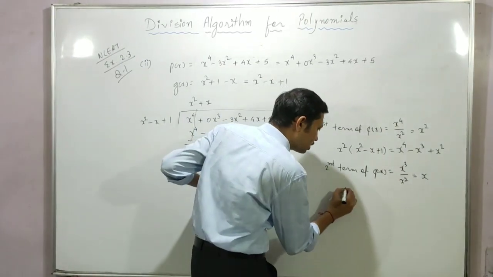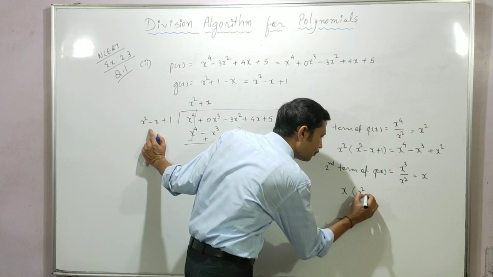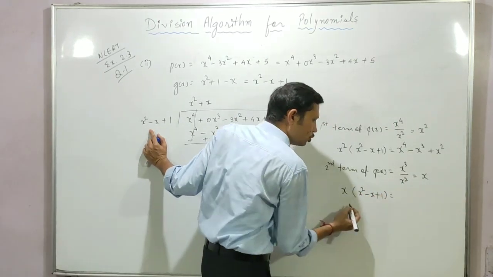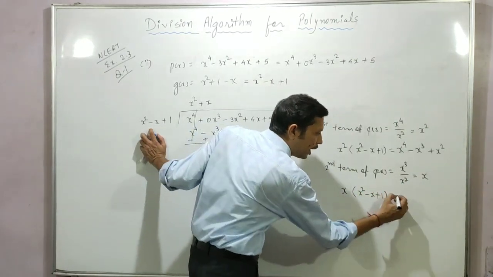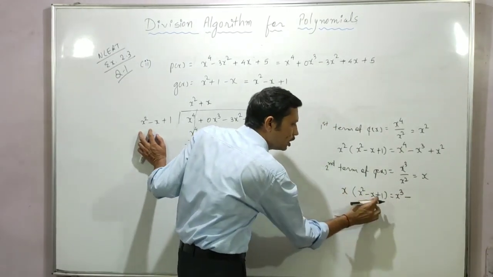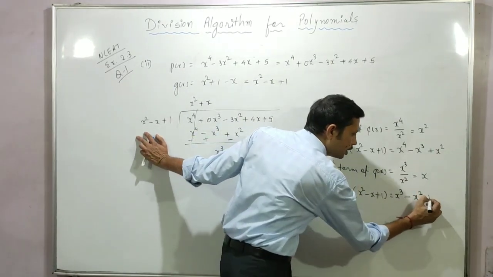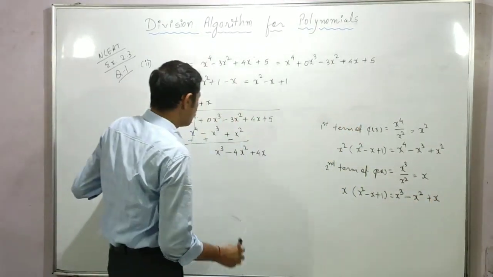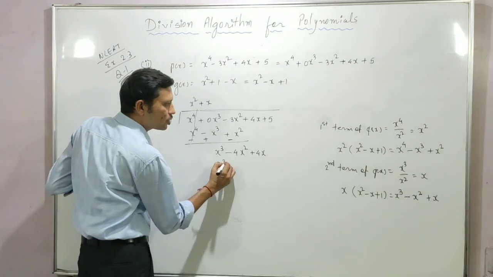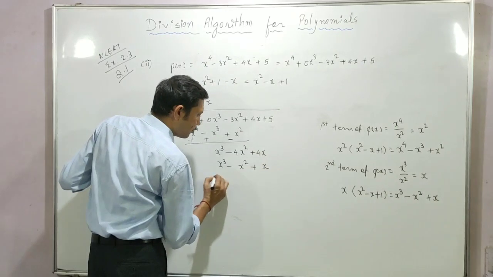So how can we write it down? X, that is the second term of our quotient, and the divisor is what? X square minus x plus 1. So by making the product, x multiplied by x square is x cube, plus minus minus, x multiplied with x becomes x square. X multiplied with plus 1 becomes plus x. So my product is x cube minus x square plus x.